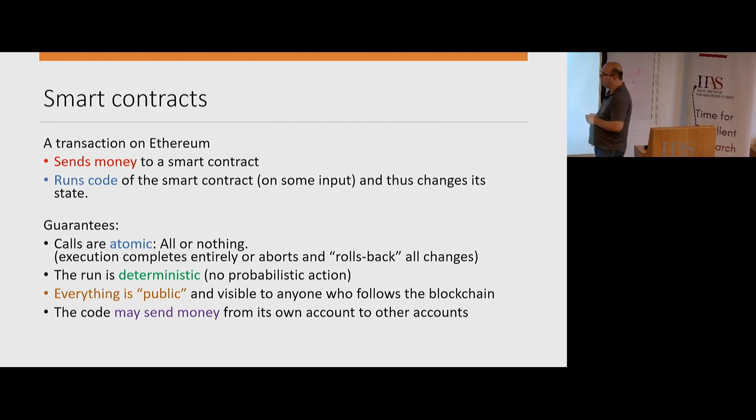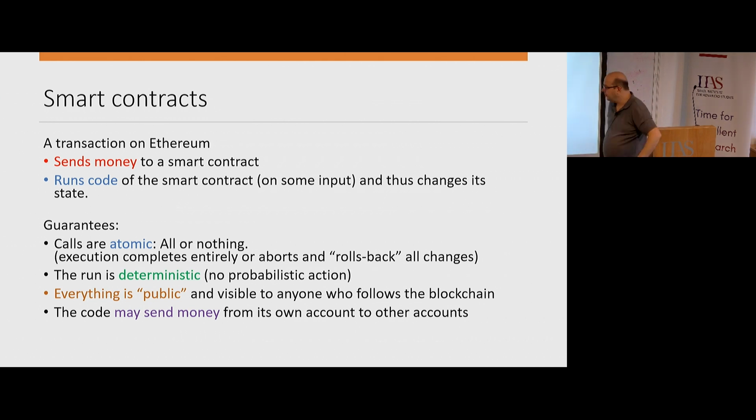Okay, so a transaction on Ethereum can send money to the smart contract and run the code. So you can do both things simultaneously in one transaction: send the money and instruct it to do something with it. And Ethereum is built so that calls are atomic in the sense that they are all or nothing. They either happen, change the state, send money, and succeed, or if an error is triggered during the execution, they abort and roll back all the changes.